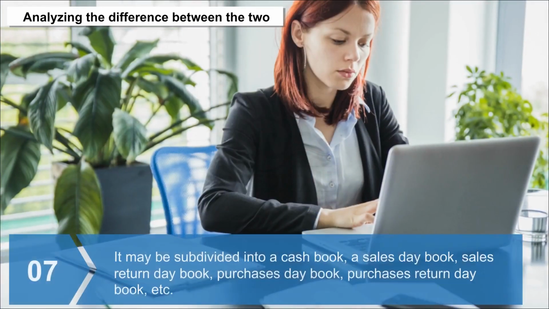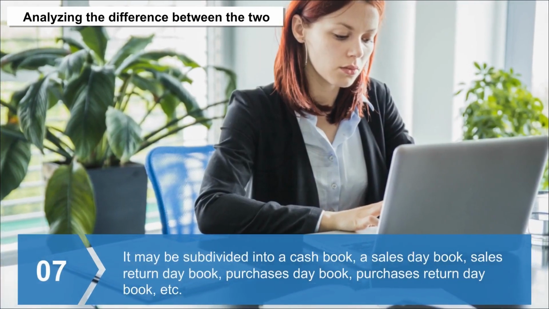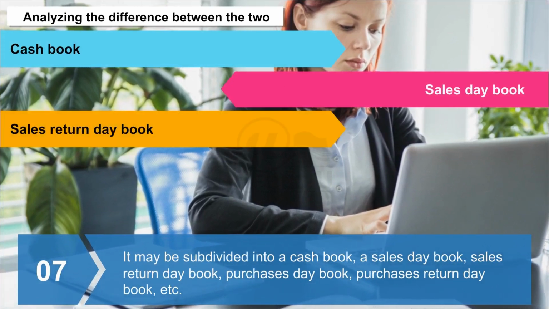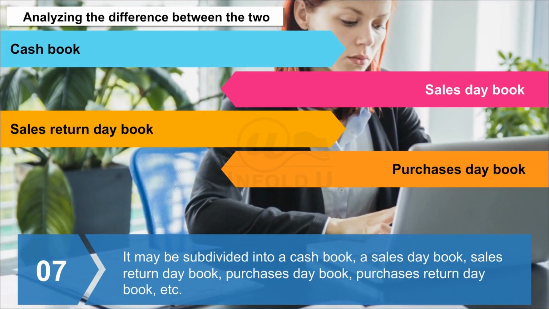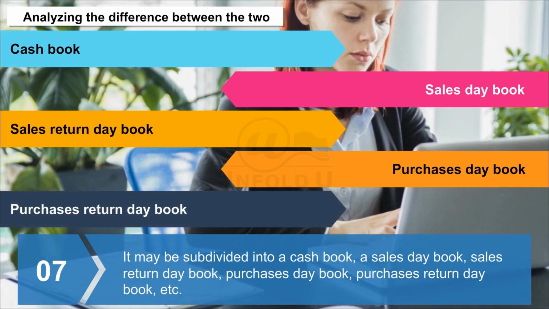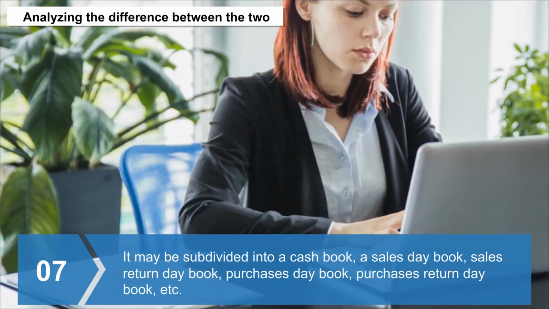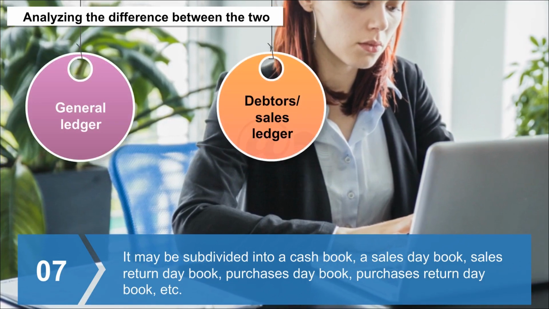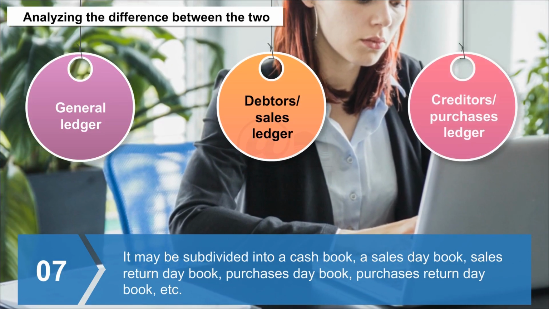7. A journal may be subdivided into a cash book, a sales day book, sales return day book, purchases day book, purchases return book, etc. However, a ledger may be subdivided into general ledger, debtors or sales ledger, creditors or purchases ledger.